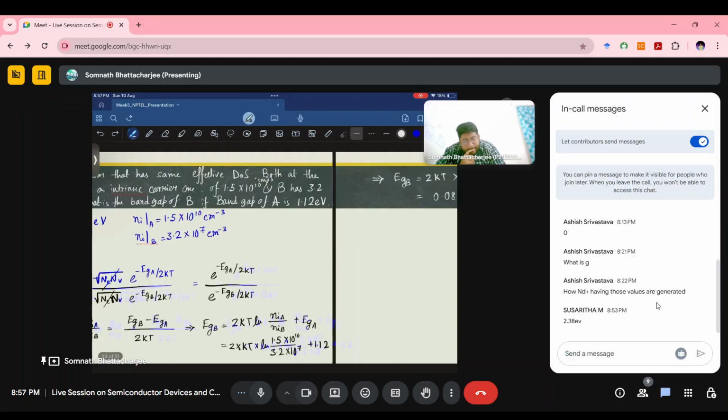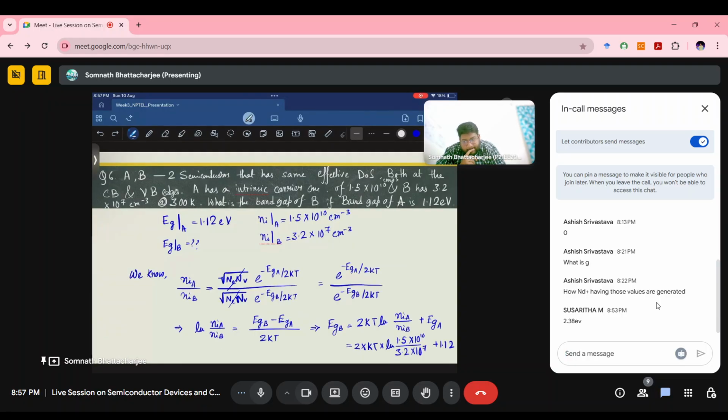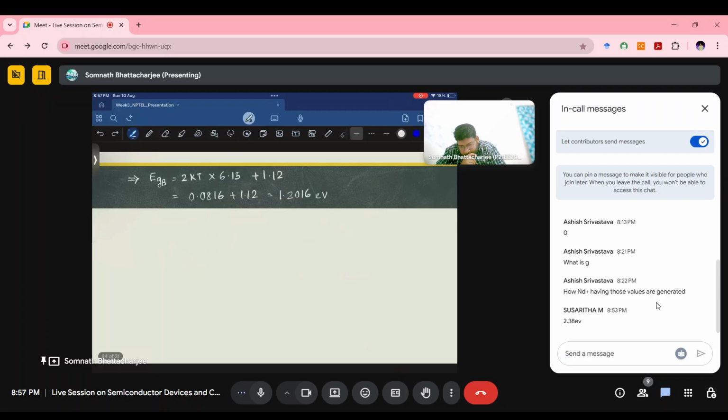Sir, I have got 1.1608. 1.16. So it's nearby to mine, right? Yes, sir. So based on the approximation, the values may change.